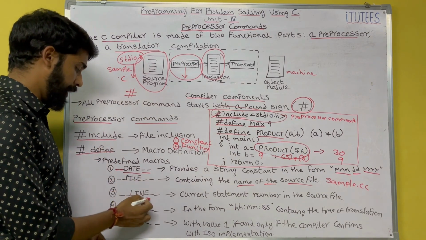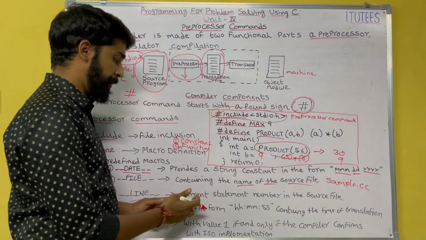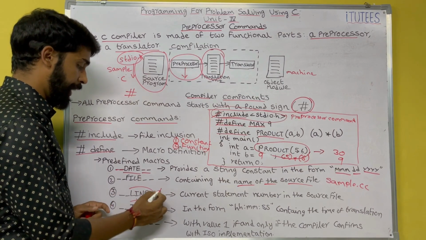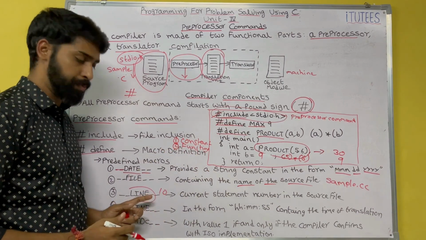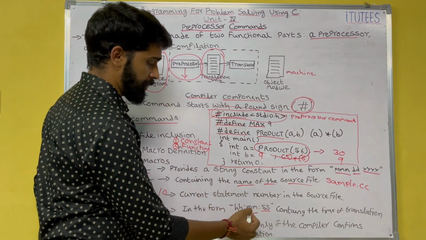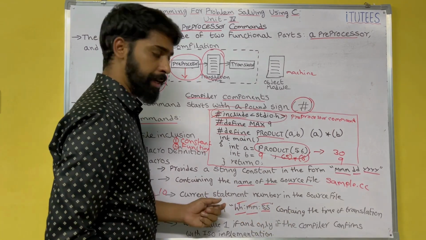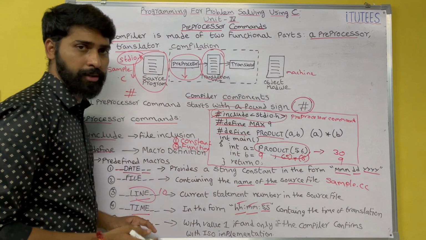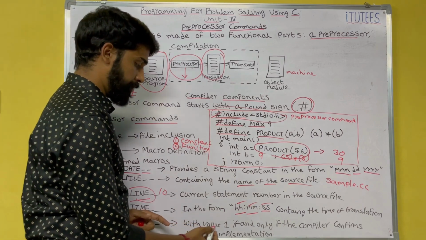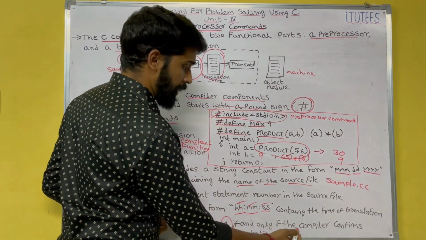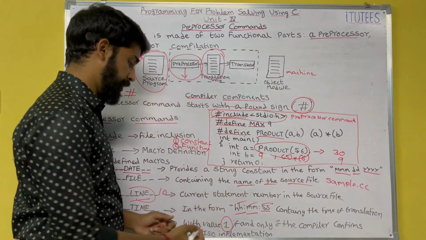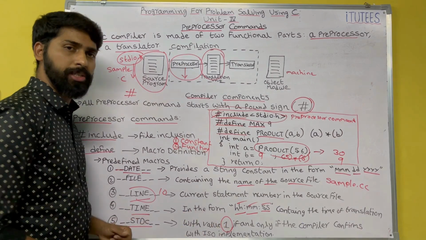So it displays sample.c when you print the __FILE__ macro. Similarly, __LINE__. This macro prints the current statement number in the source file. So for example, if you are using this on the 10th line, then it prints 10 as output. __TIME__ displays the time in the form HH:MM:SS, hours, minutes, seconds, and it contains the time of translation. So that means the compilation time. The next one is __STDC__, with value 1 if and only if the compiler conforms with the ISO implementation.